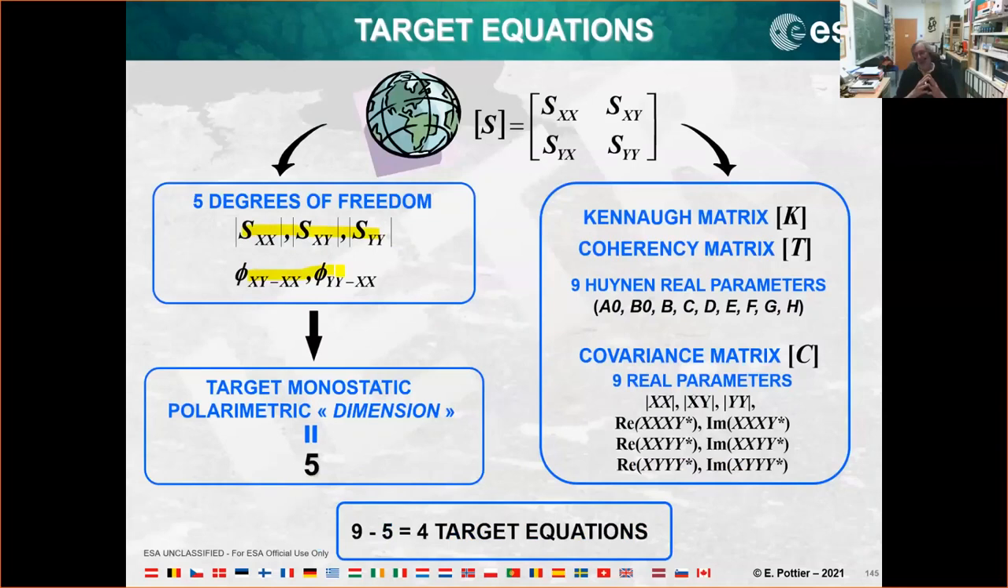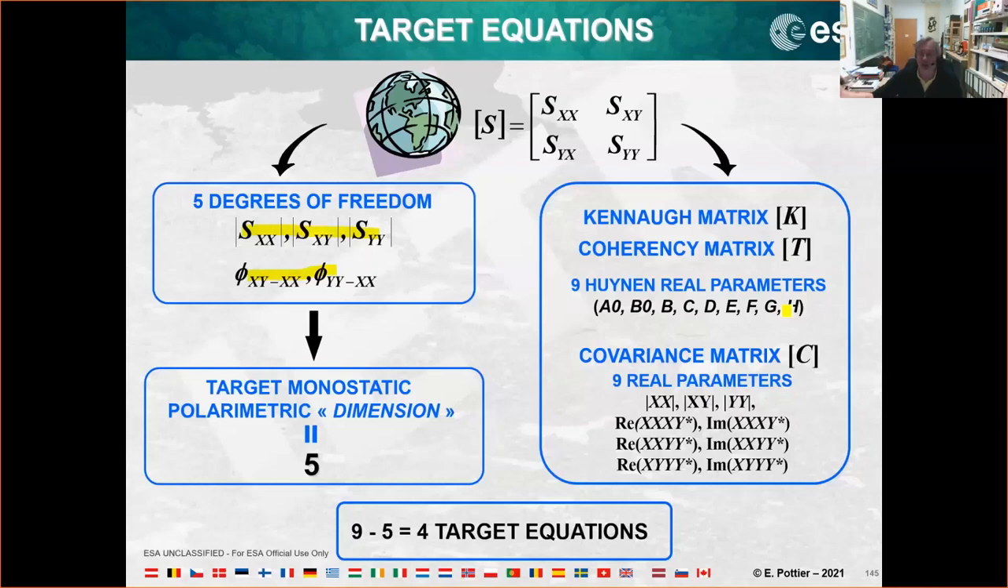But I have just presented to you new descriptors of the same information. I have presented to you the Kennaugh matrix, the coherency matrix, the covariance matrix, etc. If you remember the coherency matrix, the T matrix, I have expressed the T matrix using the 9 Huynen parameters, which are here: K0, B0, B, C, D, E, F, G, H. Or if I use the covariance matrix, I have described it with all the combinations between HH, HV and VV, and I also have 9 parameters. Conclusion: the input of my descriptors is a pixel with a physical dimension equal to 5. The descriptor creates a dimension equal to 9.